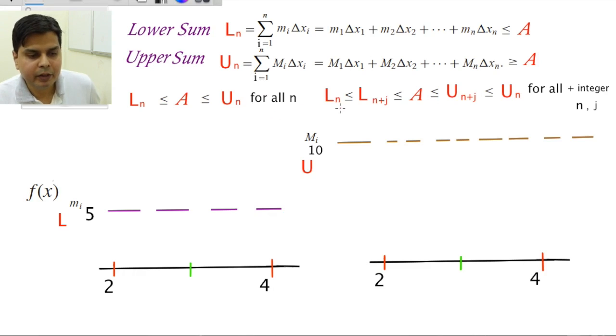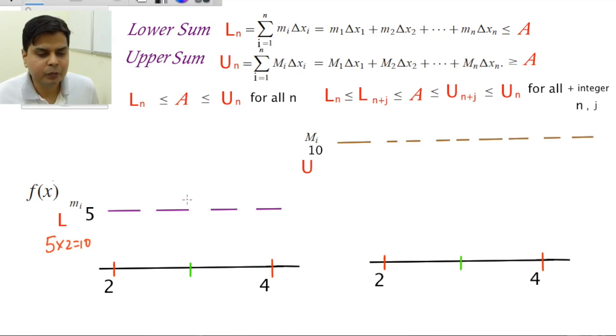This is the same sequence I have written earlier. I'm trying to write everything in mathematical jargon, so you may find it very intimidating, but don't be frightened by them. I will show you how these L's are forming a non-decreasing sequence. Suppose I have got an interval from 2 to 4. In this interval the mi, that is the minimum of the function, is 5. So my L, the contribution from this interval, will be very simple: 5 into the length of this interval, 2, that is 10.